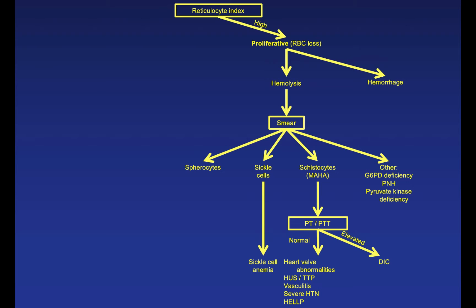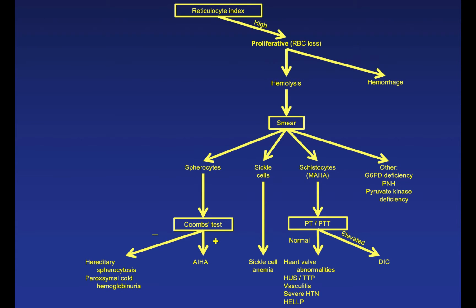But let's say you see spherocytes, then the next step is to do a Coombs test. If that Coombs is positive, the answer is autoimmune hemolytic anemia. If it's negative, then you think about hereditary spherocytosis or paroxysmal cold hemoglobinuria. Usually when I'm thinking that a patient is hemolyzing, I get a hematologist involved to help me with the diagnosis.